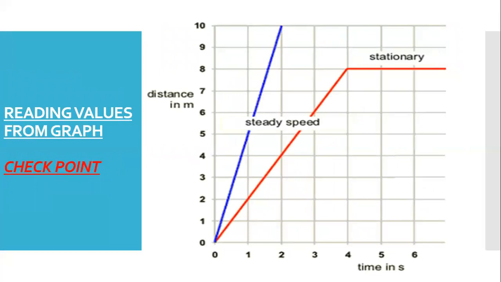This is a checkpoint. Let's see. So you already know, the graph is describing the speed of an object. This blue line over here tells us a steady speed. So if you want to find the speed over here, again, you can use the formula of gradient, of slope. Obviously gradient and slope mean the same thing.